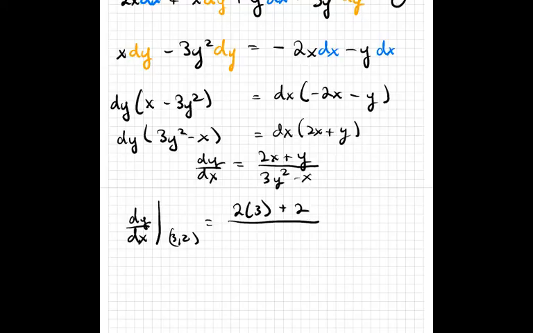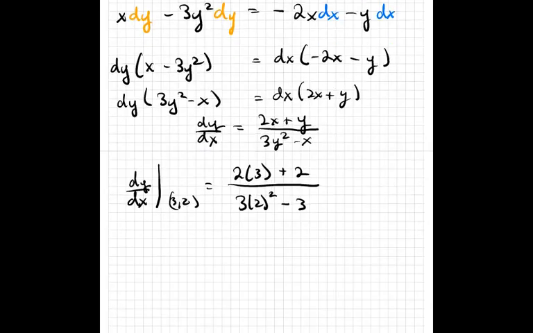Let's just move you up a little bit. There it is. Okay. It's going to be 3 times 2 squared minus 3. Okay. 6 plus 2 is 8 divided by 4 times 3 is 12 minus 3 is 9. So that's going to be our slope.